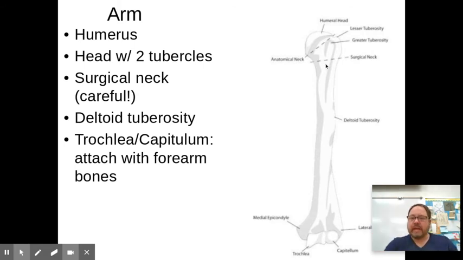The surgical neck, this is sort of interesting. This is sort of a structural weak point in the bone. And this is relevant because a lot of times people get bone breaks in their long bones.